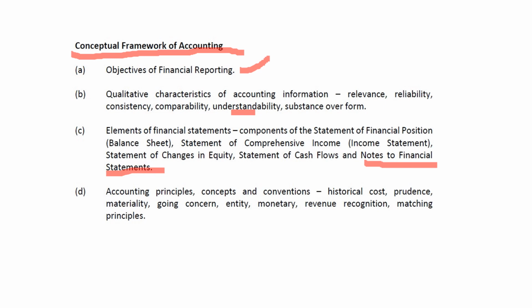And the fourth topic is the accounting principles, concepts, and conventions. We have historical cost, prudence, also called conservatism, materiality, going concern, entity, monetary, revenue recognition, and matching principles. Matching principles is also known as accrual concept. Okay, so we can make sure that we can write a few lines on each one of these to earn the marks, as well as be able to give an example.